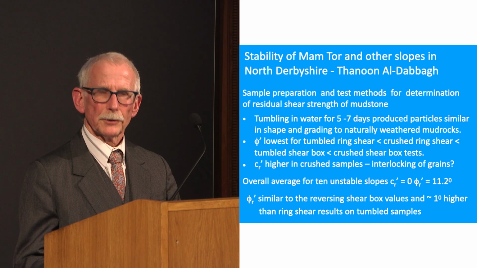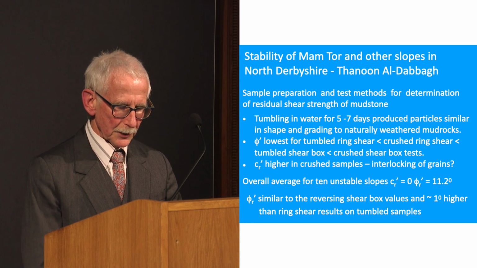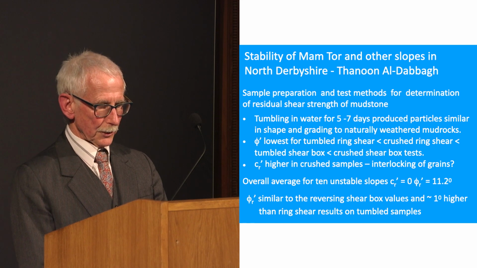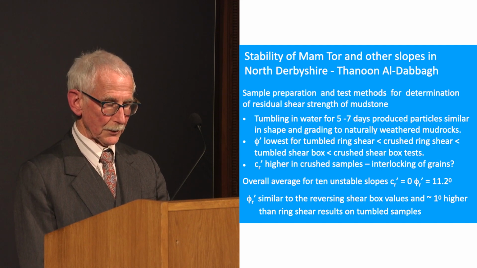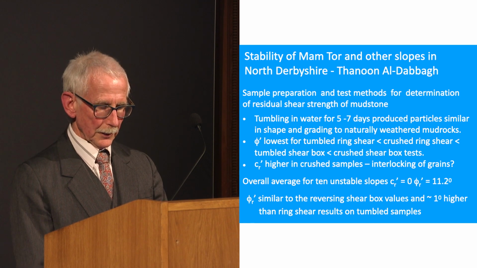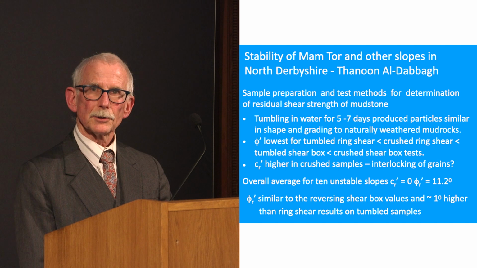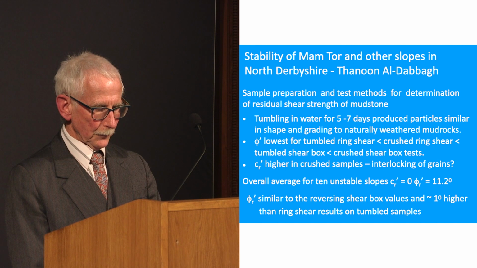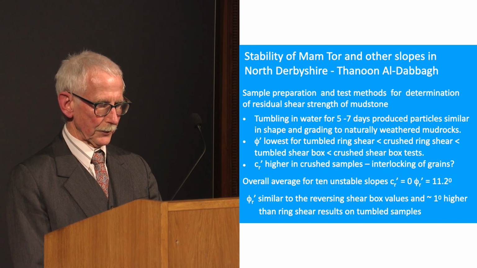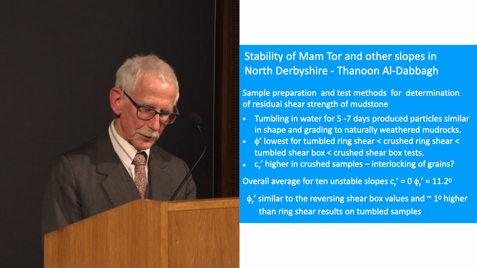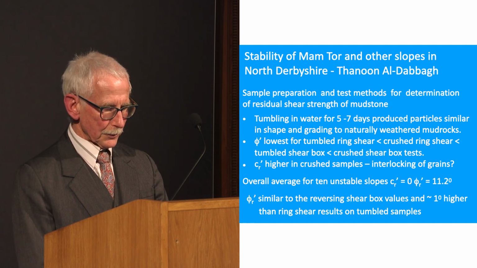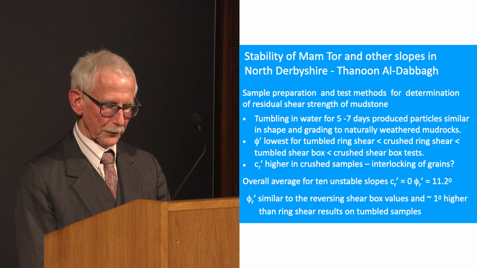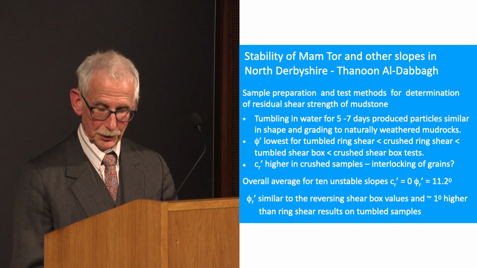Thanoun al-Dabba also carried out studies on the methods of sample preparation for the residual shear strength tests and also determined the residual shear strength mobilized on slip surfaces by back-analyzing 10 other landslides in the area. The findings are summarized here. Tumbling the rock in water or treatment with acid produced a material that was very similar to the naturally weathered product. Such material gave the lowest residual shear strength, but the closest value to the back-analyzed value was given by the tumbled samples tested in a reversing shear box.